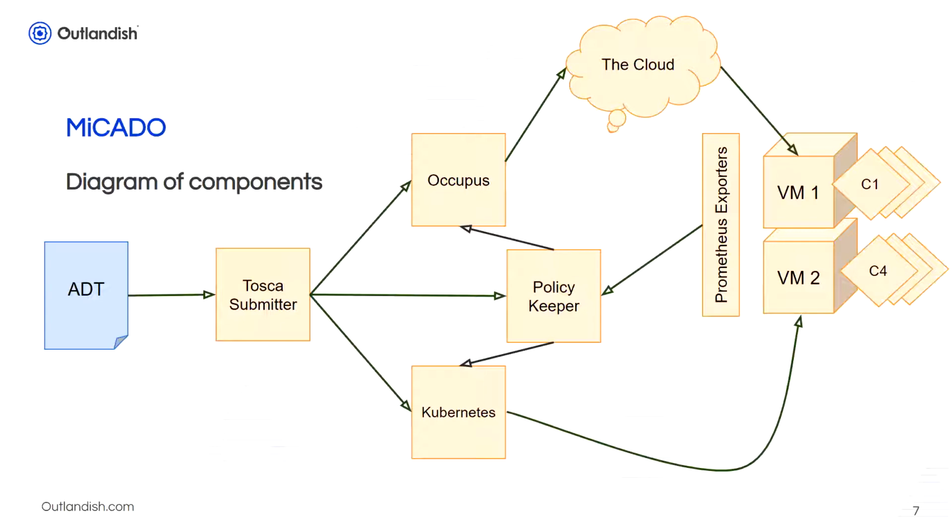And then finally, there's Policy Keeper, and Policy Keeper is in charge, after the initial setup, of scaling those Docker containers and virtual machines. And what makes this different from just a Kubernetes or other similar frameworks is we use Prometheus to understand what virtual machines and containers and the applications are doing.